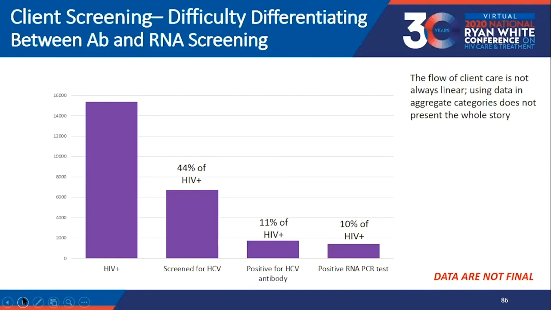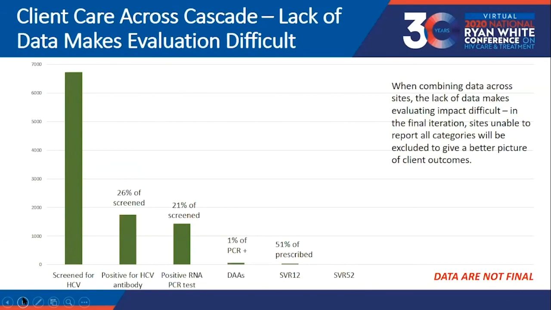Another issue is that lack of data makes a full evaluation using every jurisdiction's data through the care cascade challenging. So here you can see that it looks as though a very low number of people were prescribed DAAs of those who screened positive. But this is because not all sites could provide information about the DAAs prescribed. So if we include all the jurisdictions that could provide at least some data, some jurisdictions might fall out at this point, which makes it just very difficult to interpret this number because it's probably a very large underestimate because we assume that those jurisdictions almost certainly treated at least some of their clients.